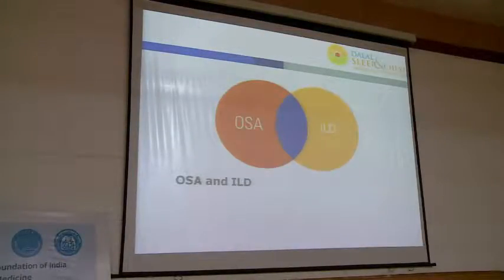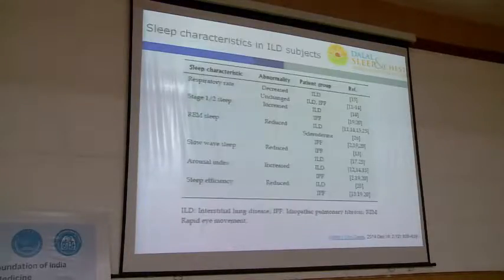So let us now talk about OSA with interstitial lung disease. What is the impact of sleep in patients with interstitial lung disease? The respiratory rate is decreased. Stage 1 and stage 2 of non-REM are increased. REM is reduced. Slow wave sleep is reduced. There is an increased arousal index, and the sleep efficiency is very much reduced.